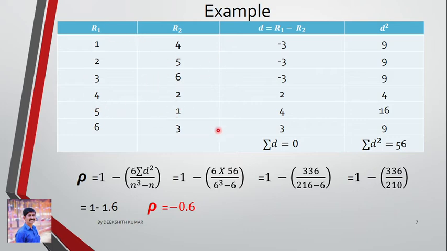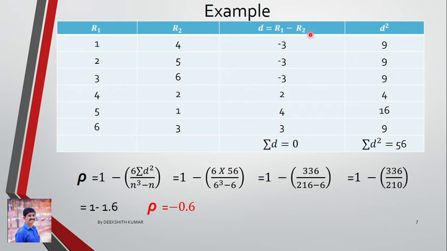So first, in order to find 1 minus 6 sigma d square divided by n³ minus n: 1 is already there, it is a constant value, and minus 6 is also a constant value. Sigma d square, as I told earlier, where d is equal to R1 minus R2. So first you have to find d, that is R1 minus R2. The corresponding rank in R2 has to be subtracted from R1.